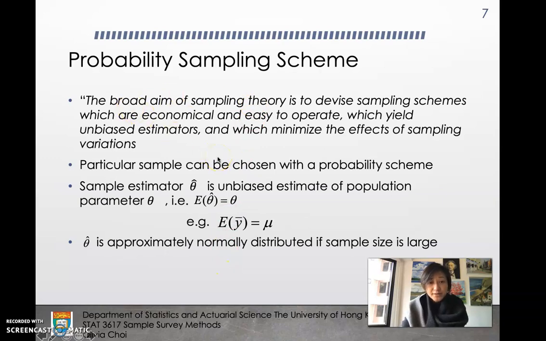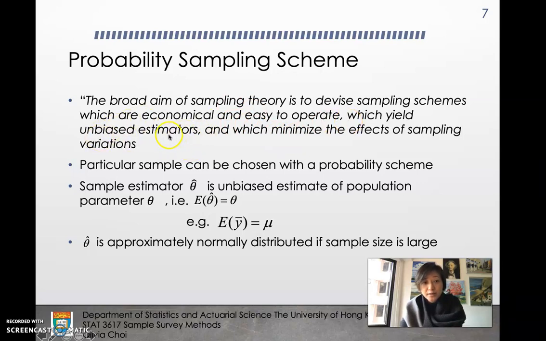Then among the different sampling schemes, like simple random sampling, stratified random sampling, etc., how are we going to choose the best one? Which one is the best? The broad aim of sampling theory is to devise sampling schemes which are economical, so not very expensive, easy to operate, and yield unbiased estimators.